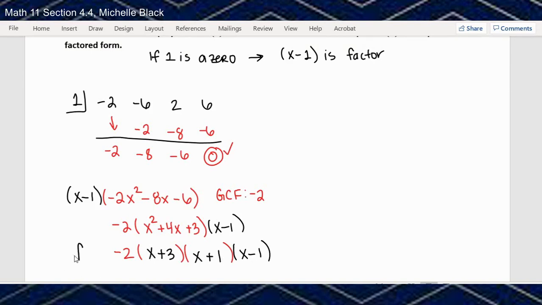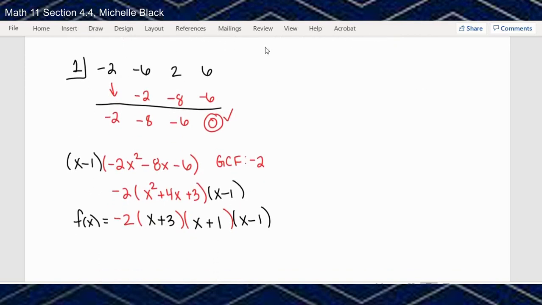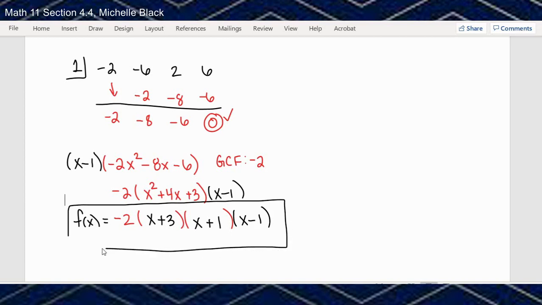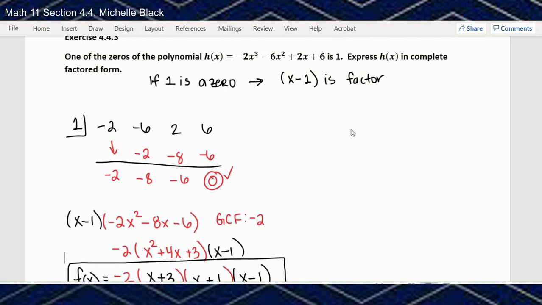And now I have the complete factored form of h of x. Notice my leading coefficient stayed the same. I'm supposed to have the same a sub n, which was negative 2. And then I just have x minus, or it looks like plus, but think of it like minus a negative, each of my zeros. Some of you may have noticed that the original polynomial was factorable, and you didn't have to even do this synthetic division. This synthetic division is very helpful when you're having a hard time seeing your factoring.